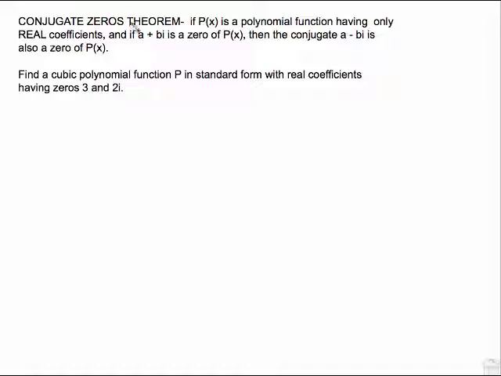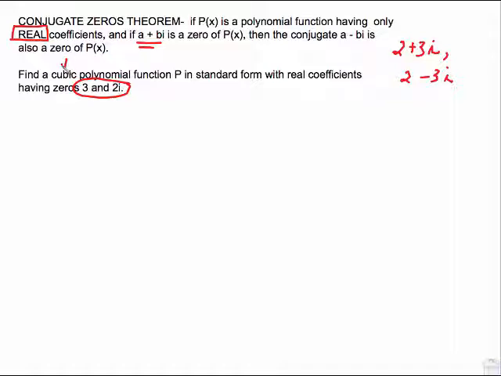This is another fact that we talked about in college algebra. It's called the conjugate zeros theorem. If p of x is a polynomial function having only real coefficients, which is basically all we deal with, and if a plus bi is a 0, then the conjugate a minus bi is also a 0. Meaning if you know or you're given that 2 plus 3i is a 0, then automatically so is its conjugate pair, 2 minus 3i. So let's do a problem here where we find a cubic polynomial in standard form with real coefficients having these zeros.